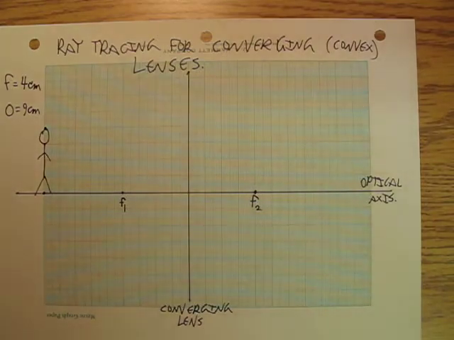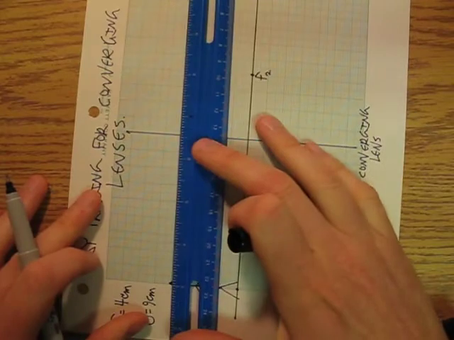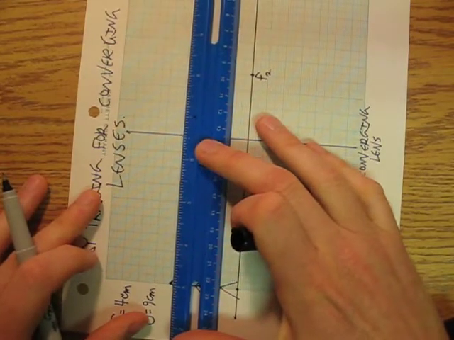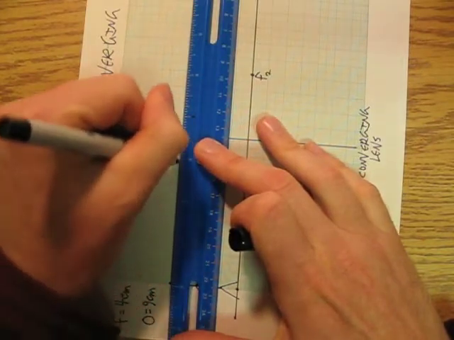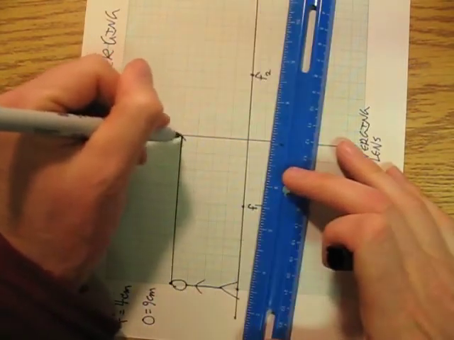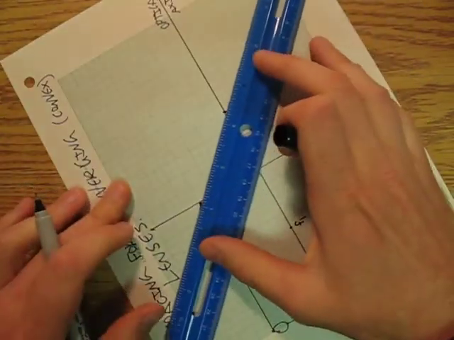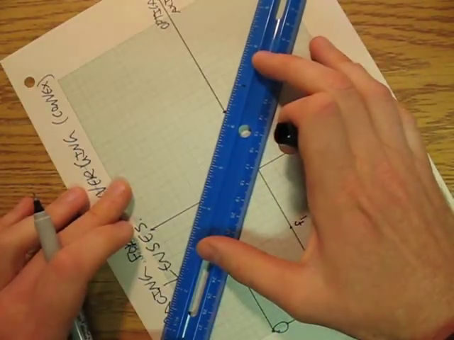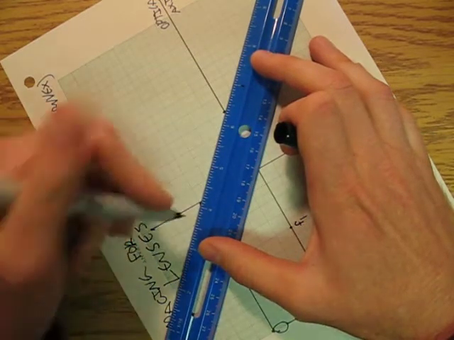Okay, so we're now going to do it exactly the same way. We have a little ray of light coming from there, parallel to the optical axis, and it is going to go out through the focus, like this.